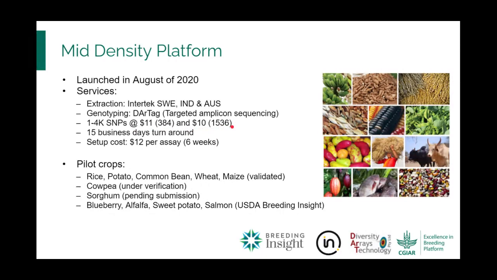Do reach out to Module 3 members for this. Here are some of the pilot crops that we have ready panels that can be used. These are rice, potato, common beans, wheat, and maize. Cowpea and sorghum will soon come. I do want to highlight our close collaboration with the USDA Breeding Insight Project. They plan to also bring in 4 other new species, blueberry, alfalfa, sweet potato, and salmon, onto the mid-density platform.